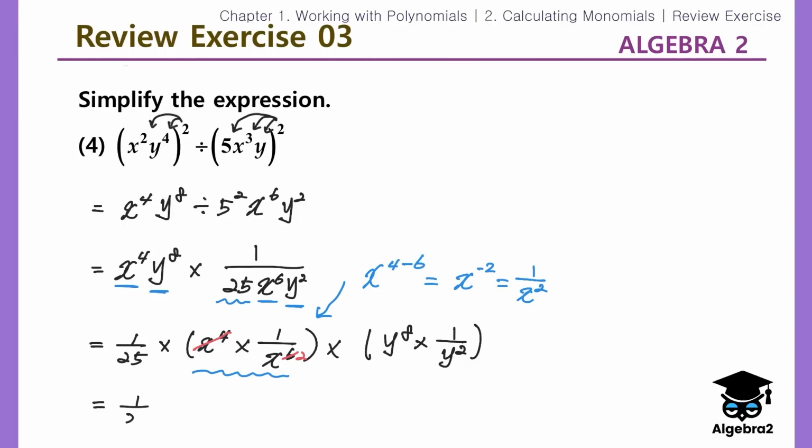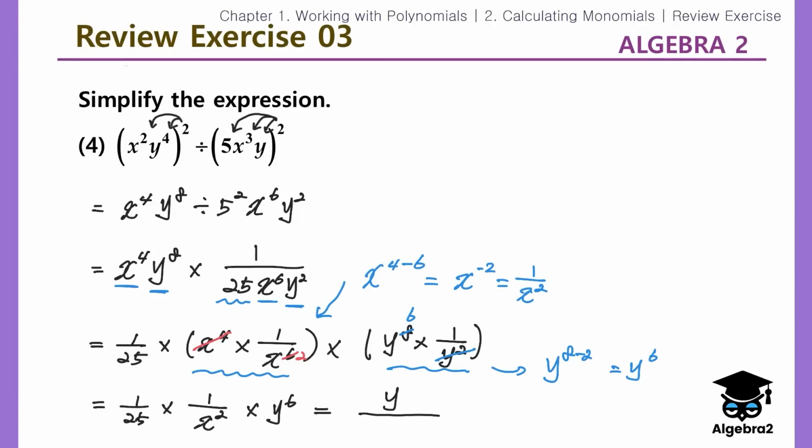Okay, so 1 over 25 times 1 over x squared. And this part right here is just y to the 8 minus 2, which is equal to y to the 6. Or you can say 2 y's from denominator and 2 from numerator. So eliminate 2, that becomes a 6. So that's times y to the 6. So that's going to be numerator, we only have y to the 6. Denominator, we have 25 times x squared. That's 25x squared.